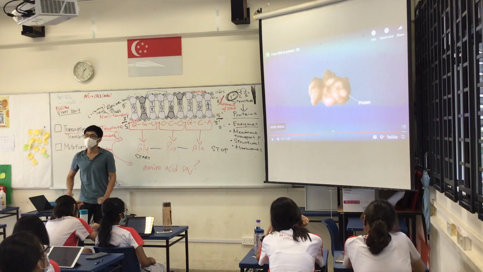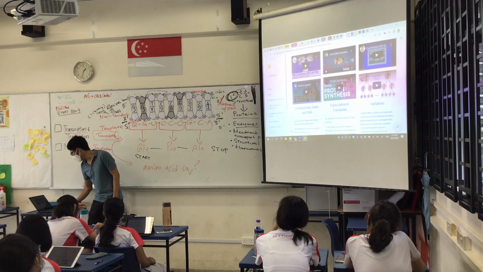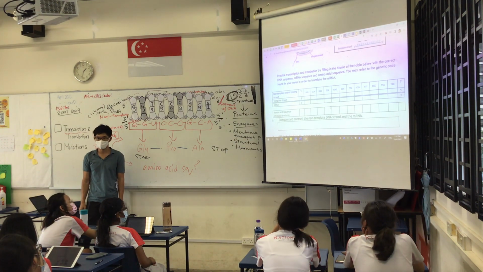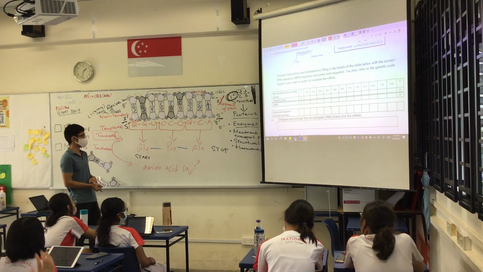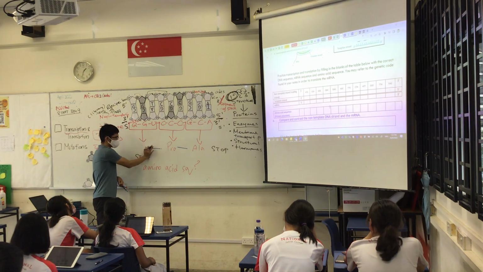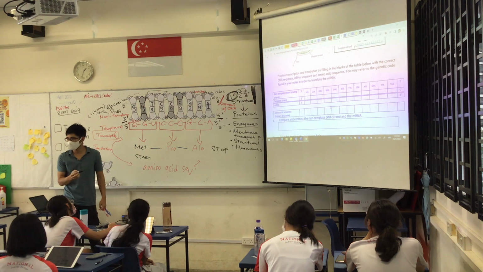Okay? So a question has been asked. You notice that in the genetic code, there are these things called start and stop codons. What is a start codon and what is a stop codon? You notice that the start codon is the amino acid methionine.